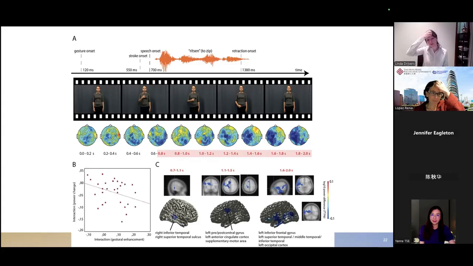Now, interestingly, we also see a very strong link between brain and behavior. What we see is that when people show this alpha power suppression more, we also see that they benefit more from gesture. So the relationship between these two seems to be quite strong.